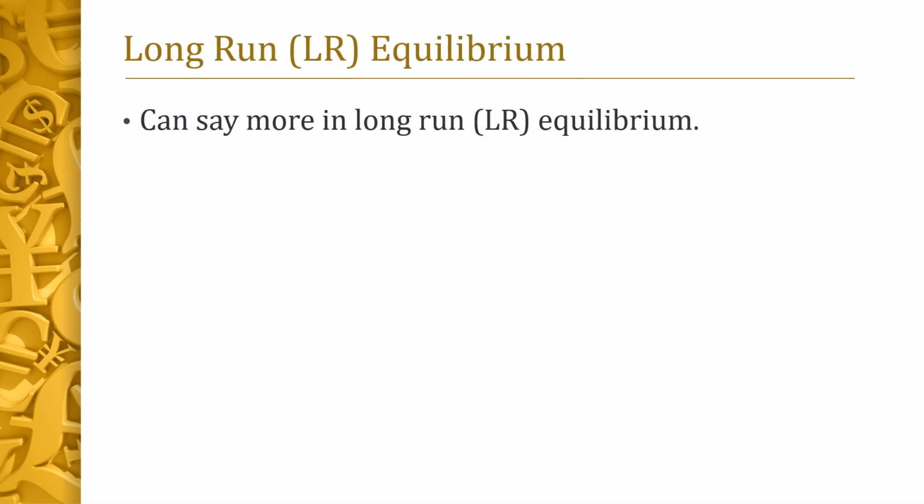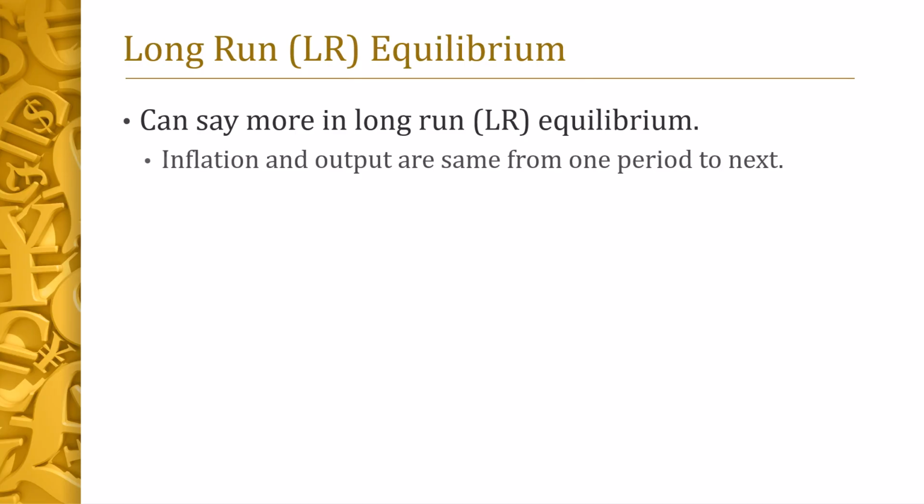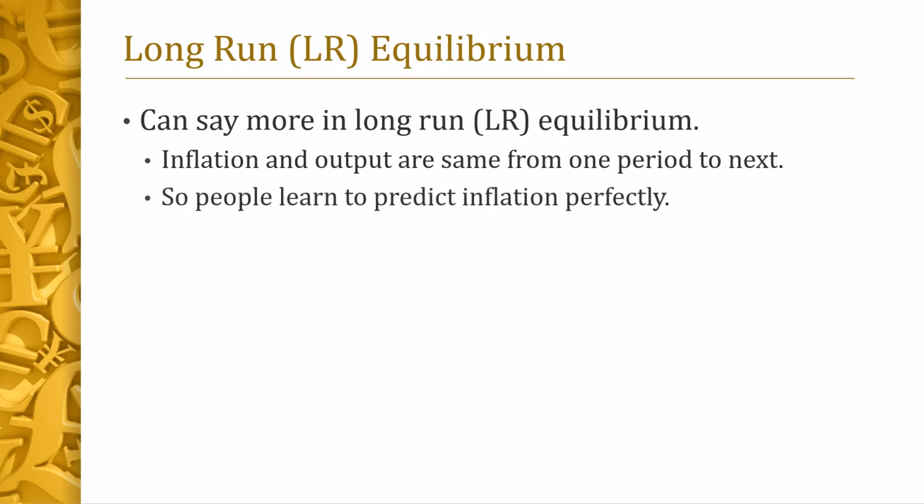We can say more about point P if we focus on the long-run equilibrium. In this equilibrium, the economy has settled down. Inflation and output are the same from one period to the next. Households and firms learn to predict inflation with perfect accuracy. That means that expected inflation equals actual inflation.